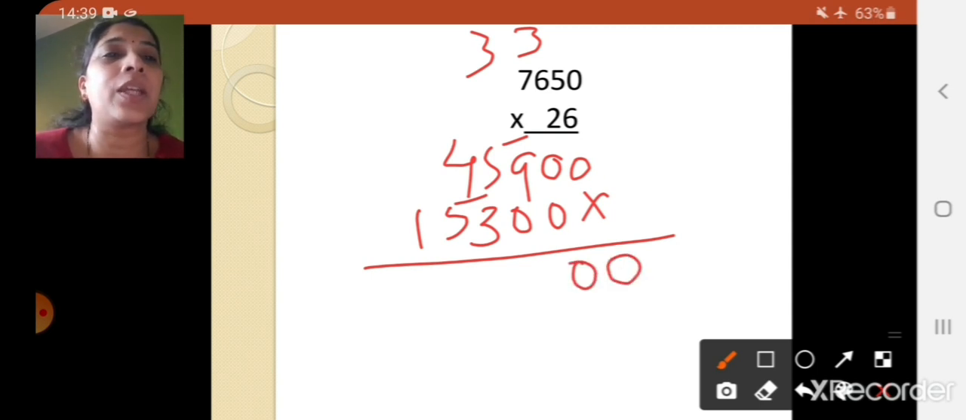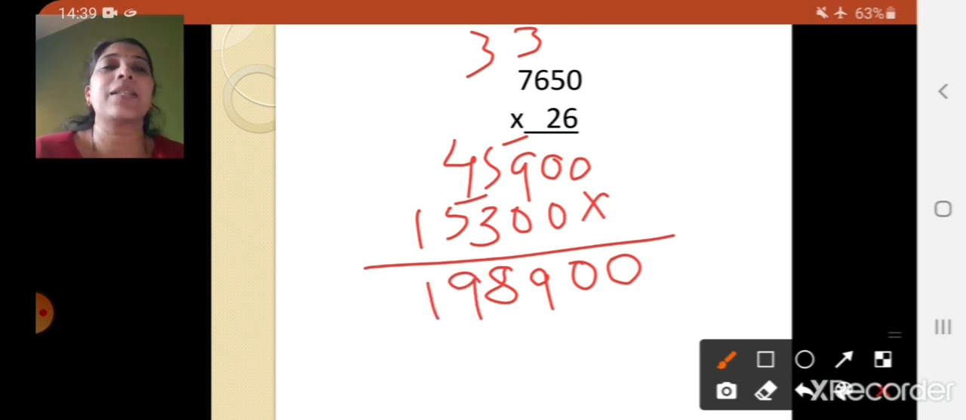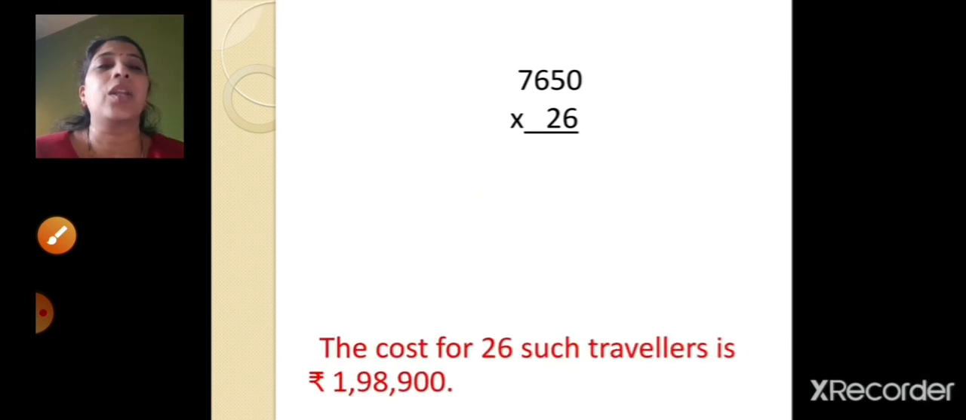0, 0. 9 plus 0 is 9. 5 plus 3 is 8. 4 plus 5 is 9. And 1 you will write as it is. So what is the answer? 1,98,900. So you will write the final answer as the cost for 26 such travelers is 1,98,900 rupees. Right? So with this children we finish our problem set 14.